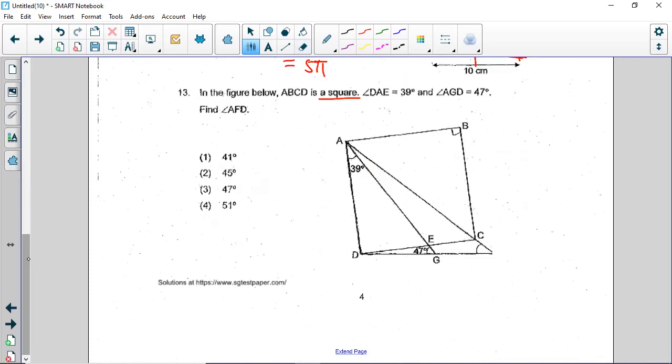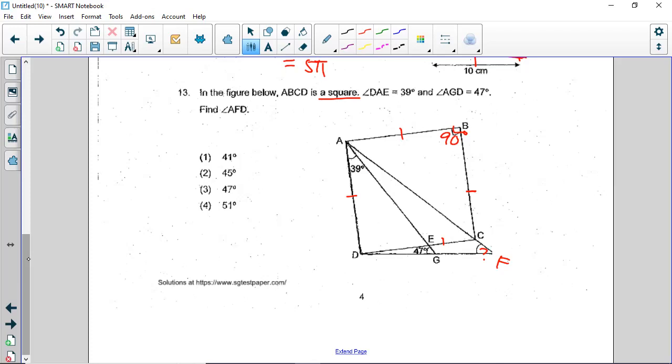Square. So square means all sides are the same, all sides are equal. And a square also has right angles at the corners, right? And put the question mark at AFD. Where is your AFD? Oh, there's a letter missing. I think this is the letter F. I don't know whether you were able to guess it, right? The F is actually there. So how do you find AFD?